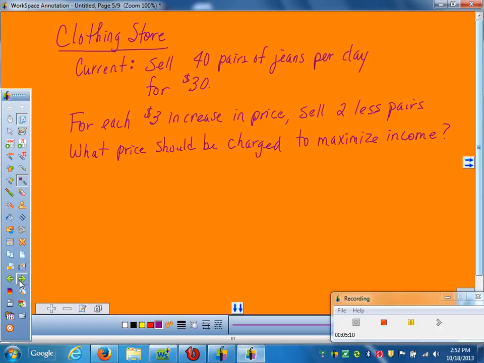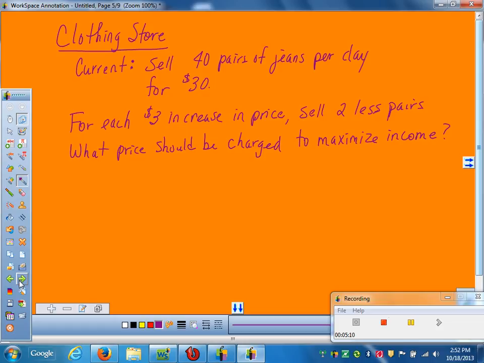So suppose you run a clothing store. You're currently selling 40 pairs of jeans a day, which to me seems like a lot of jeans, at 30 bucks a piece. And you've been doing some research, talking to your customers, and you figure that every time you up the price 3 bucks, you're going to sell 2 less pairs of jeans. So the question is, what's that right price to charge so that you make the most money you can?